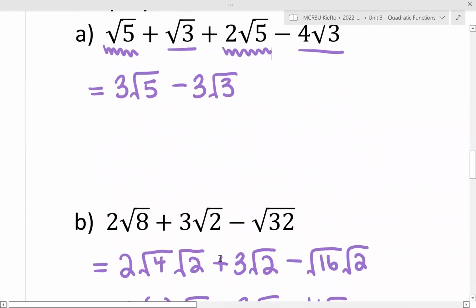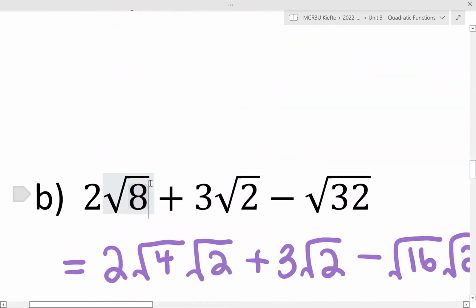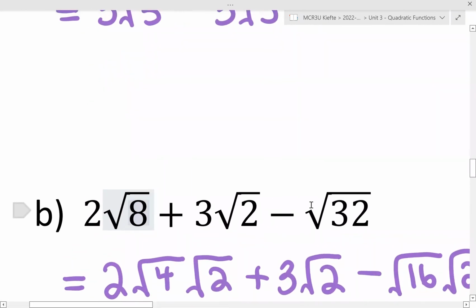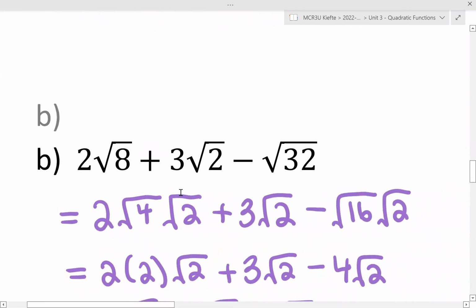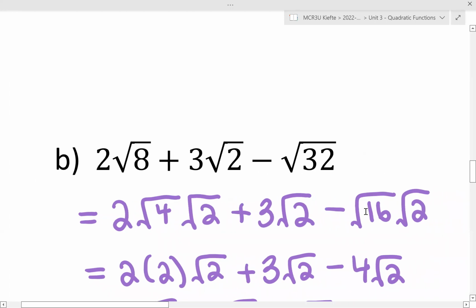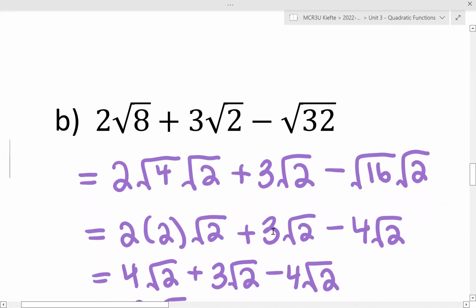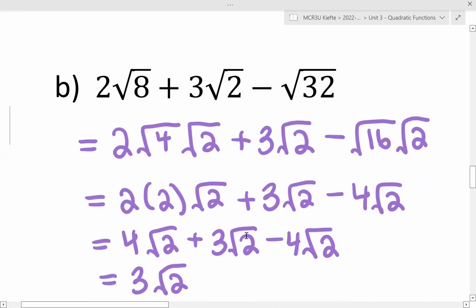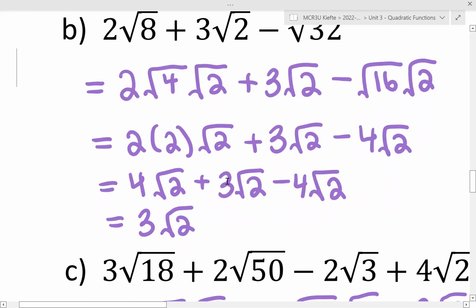Sometimes it's a little bit harder to see. As it stands right now, it doesn't look like there are any like radicals. We've got a √8, a √2, and a √32. But if we simplify, we'll see what happens. So again, 8 is broken into 4 and 2. 2 is good. 32 is 16 and 2. And as soon as we simplify, we can see, oh wait, actually everything is a mixed radical with √2. So again, we do 4 plus 3 minus 4 is 3 √2s.